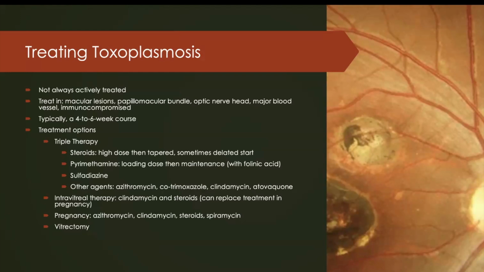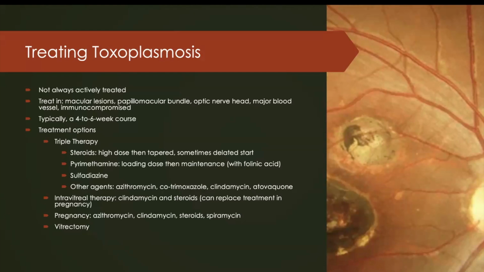It's typically patients with macular lesions, any lesions along the papillomacular bundle, next to the optic nerve head, or near a major blood vessel. These are patients who are more at risk of having their toxoplasmosis either affect their vision or spread to other parts of their body. Or they're immunocompromised, because again, they can develop much more severe disease. So for your treatment options, you'll have heard something like a triple therapy.